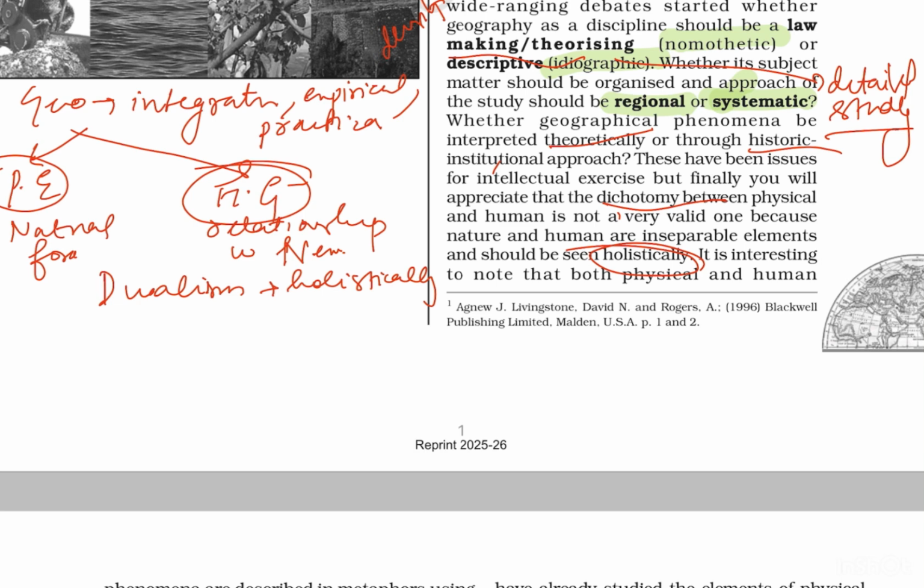Dual nature is also represented by whether we should study it in a nomothetic or ideographic way. So we discussed nomothetic as well as ideographic. Nomothetic is lawmaking or theorizing, general laws and theories.